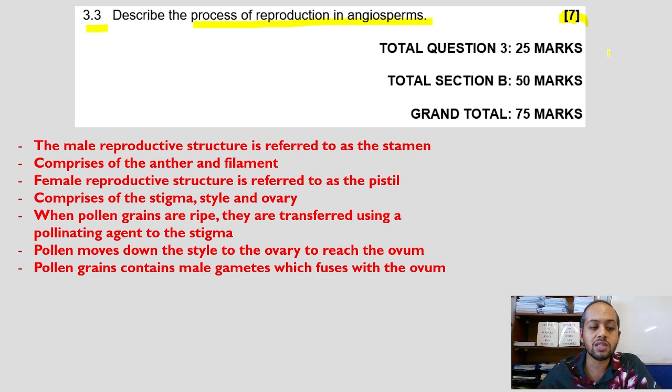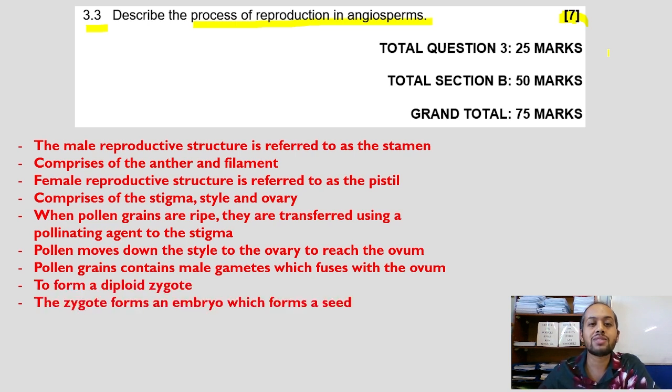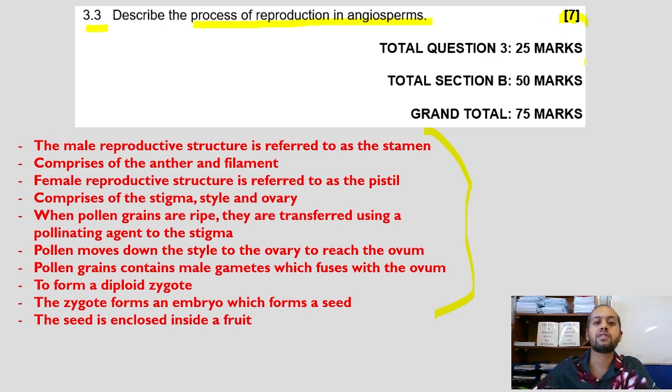It fuses to form a diploid zygote. So the pollen grain contains male gametes, which fuse with the ovum to form a diploid zygote. The zygote forms an embryo to form a seed. The seed is then enclosed inside a fruit. And when the fruit eventually breaks off, it starts the process all over. Please make sure you are memorizing these points. Any 7 of these points would have been acceptable for 7 marks.